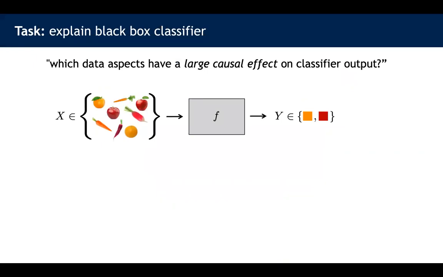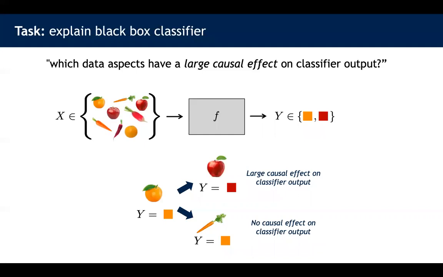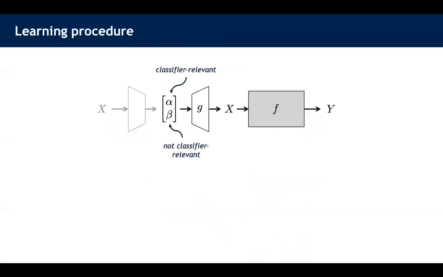In this stylized example, our black box classifies based on color. Changing the color of this orange, while keeping everything else constant, changes the classifier output, but changing the shape of the orange doesn't. Our goal is to learn these aspects, which we'll visualize using examples.